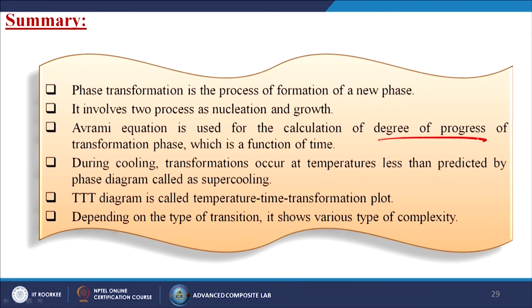The TTT diagram is the temperature-time-transformation plot. Depending on the type of transition, it shows various types of complexity. In this lecture we have seen that by changing the temperature and time, the same-composition material behaves differently, showing different phases and different physical properties. Thank you.